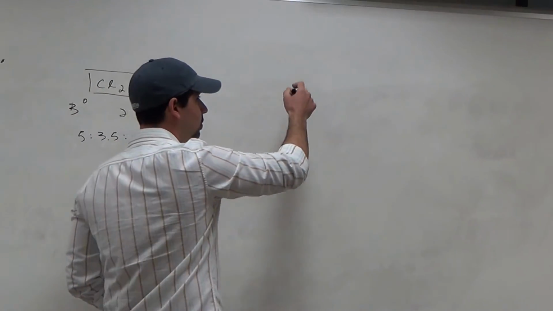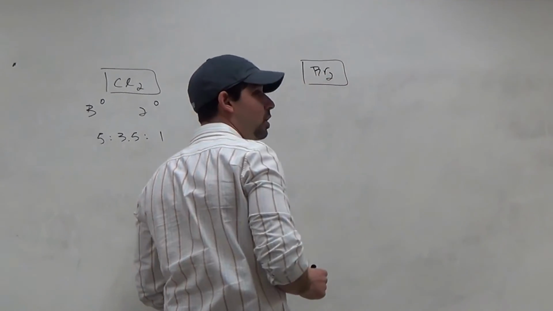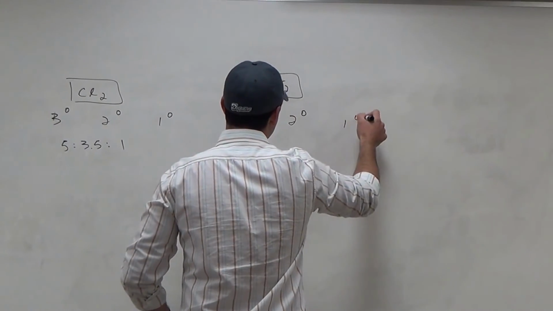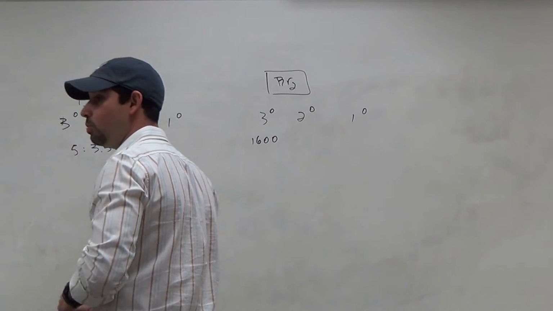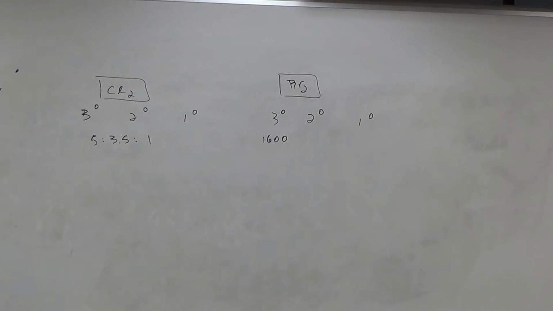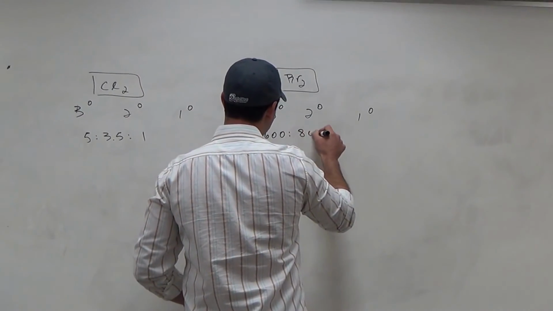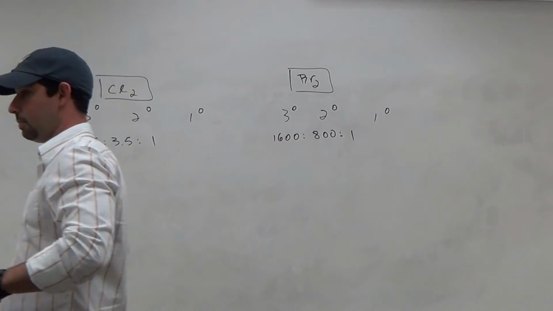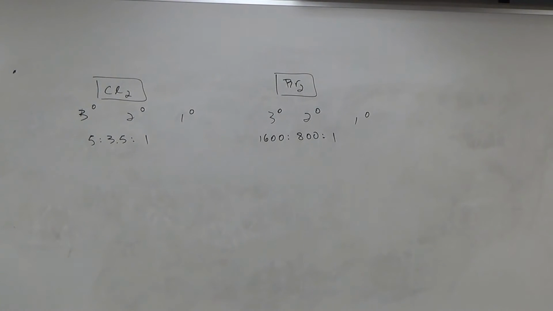For Br2, because it's more selective, this is tertiary, secondary, primary. Tertiary is about 1,600 times more, secondary is about 800 times, and primary is about 1 time. So how selective is bromine? Very, very selective, yes?